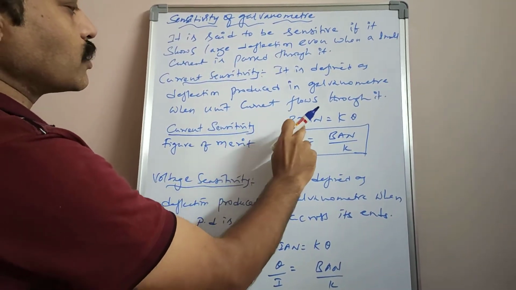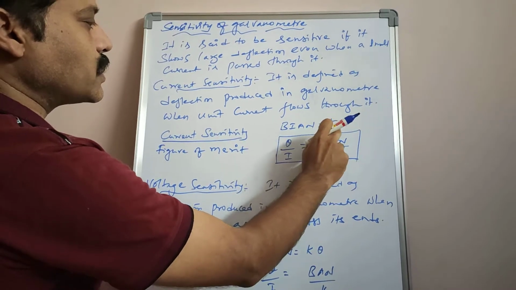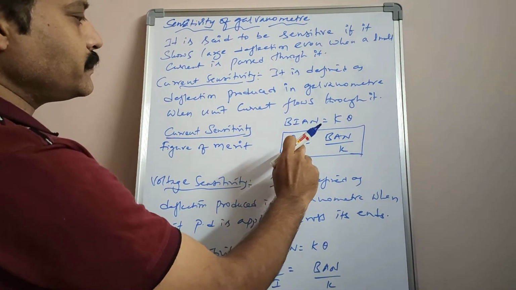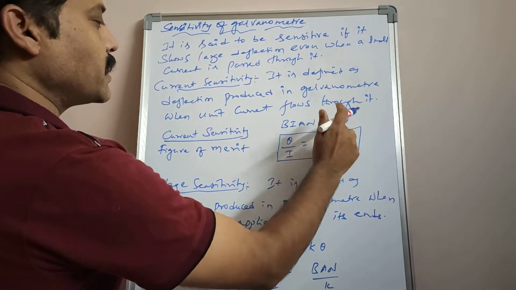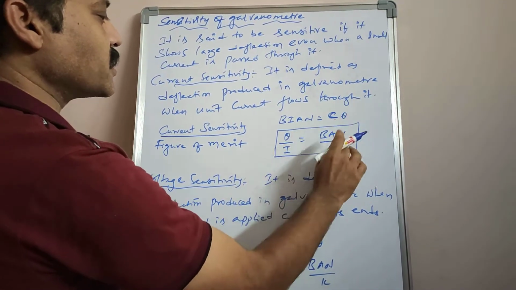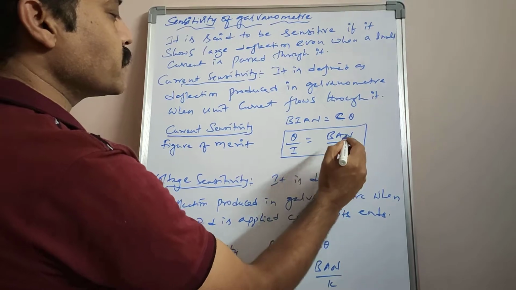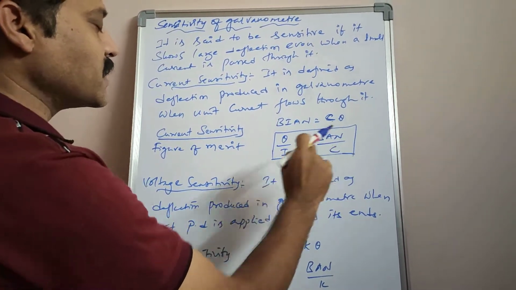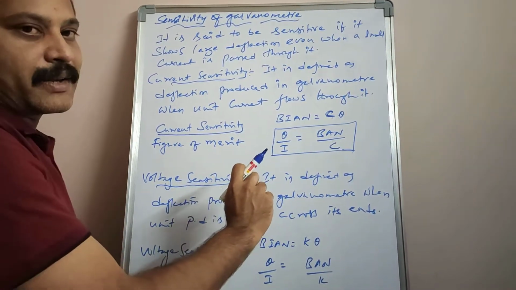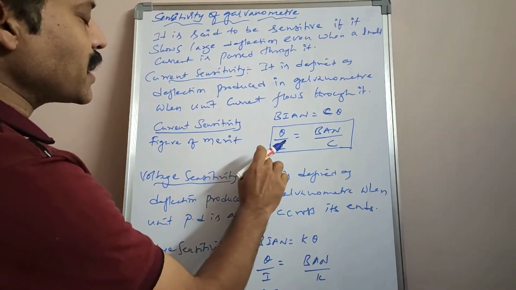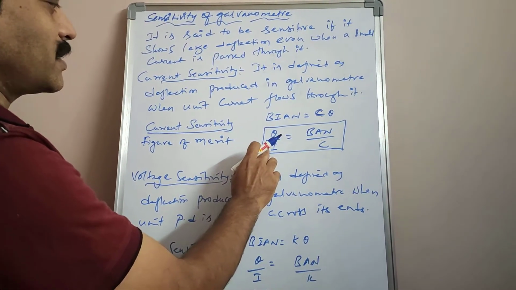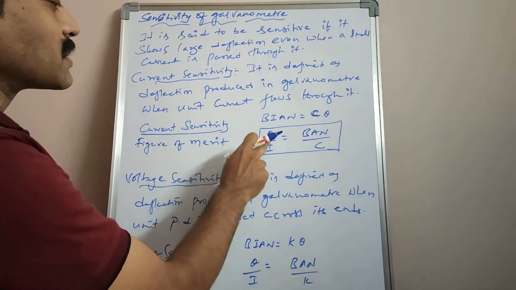We already know deflecting torque BIAN is equal to restoring torque K theta, so BIAN is equal to C theta. From that equation we get theta by I is equal to BAN by C, which is nothing but 1 by K. So theta by I is the deflection produced in the galvanometer when 1 unit of current passes through it, called current sensitivity.